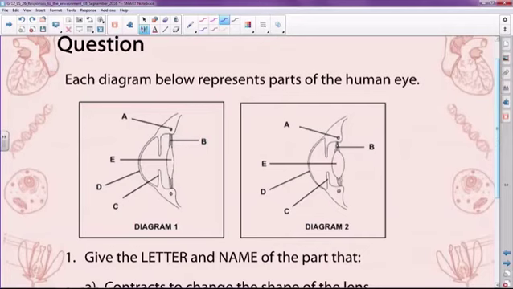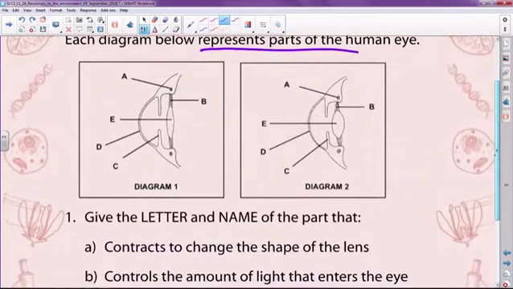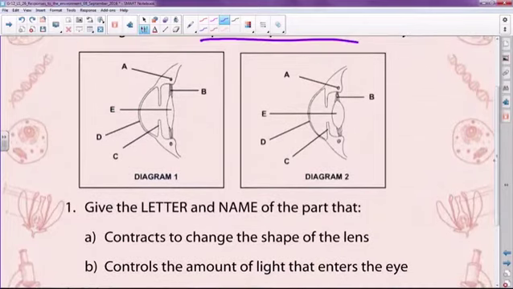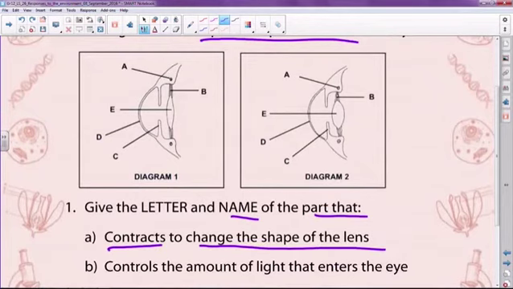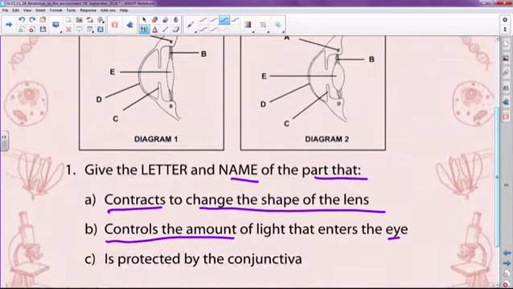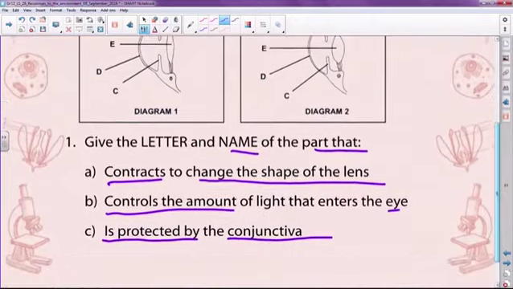Each diagram below represents part of the human eye. Diagram 1 and diagram 2. So it's part of the human eye. At the moment, to me, it looks almost the same. Then it says, give the letter and name of the part that contracts to change the shape of the lens, A. B, controls the amount of light that enters the eye. And C is protected by the conjunctiva. Those are the questions for you.